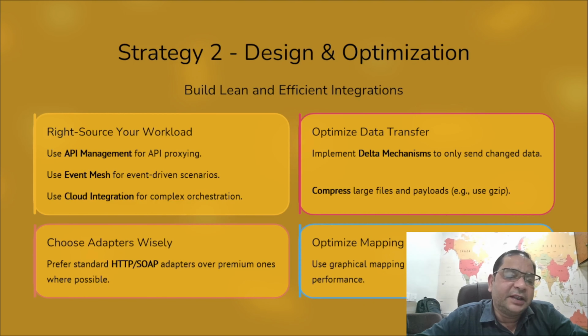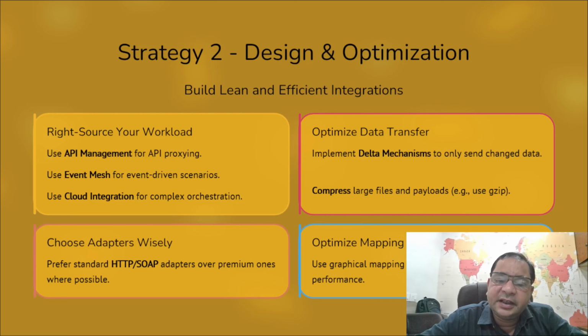Choose your adapters wisely. Prefer standard adapters rather than premium ones wherever it is possible. Third is optimizing delta transfer. Whenever it's possible, use delta data rather than sending the full load. Compress the large files and payloads. These are very intelligent strategies which can save you so much money. Why load always full data? You can always use a part of the data in order to synchronize your data.